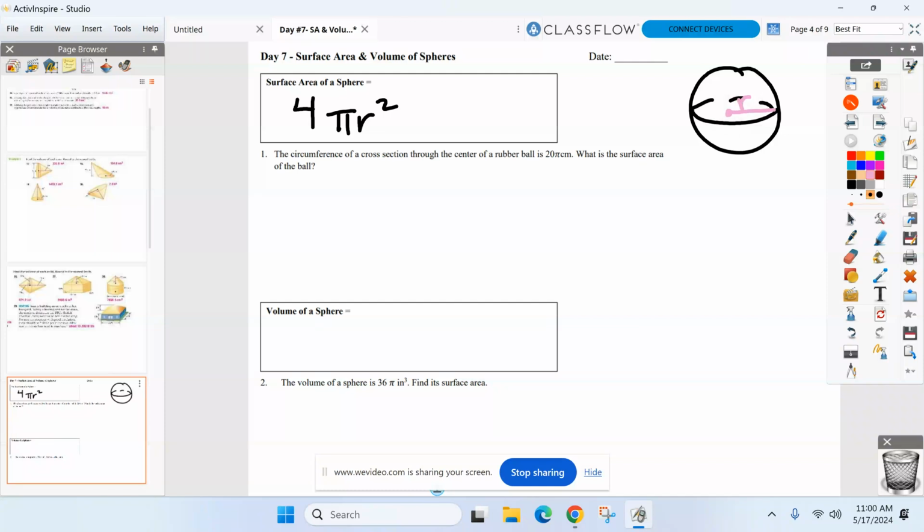That's the only thing I need in a sphere. There's no bases in a sphere. There's no heights, slant heights, nothing. You just need radius, and we're good. That is it. All right, you want to play the game? All right, let's go.